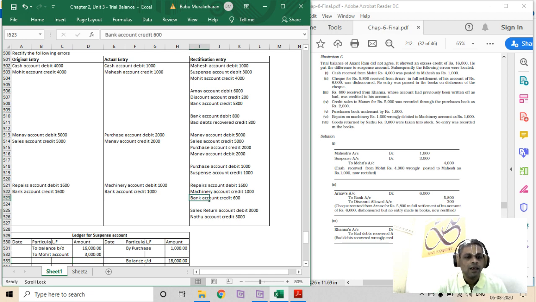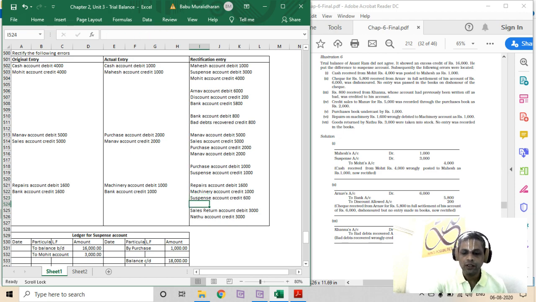So this is the original entry. You can see here, repairs to machinery 1,600 wrongly debited to machinery account as rupees 1,000. Machinery account debit 1,000, machinery account debit to bank is the entry that has got processed, whereas the actual entry should be repairs account debit 1,600 to bank account 1,600. So we are debiting machinery repairs, which is correct, and we are crediting machinery, which is also correct, whereas it should be to suspense account, because it is an error that is getting rectified now. Already posted incorrectly, and that is the reason the balance has got moved into suspense account. So this should go to suspense account, credit 600.